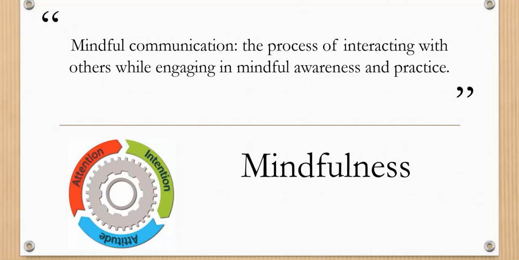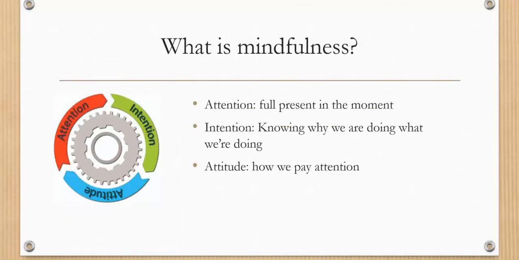The thing that you really want to consider is that circle there. The first is attention. You need to be fully present in the moment. That means putting away your phone, giving your full attention to that person you're talking to. You need intention, knowing why you're communicating the way you are. And attitude, how you pay attention. Are you communicating that you want to listen? Are you communicating that you are being receptive of what you are hearing? So those are a few things to consider. As we move through the course, we'll learn a lot more about mindfulness and then how we pay attention.